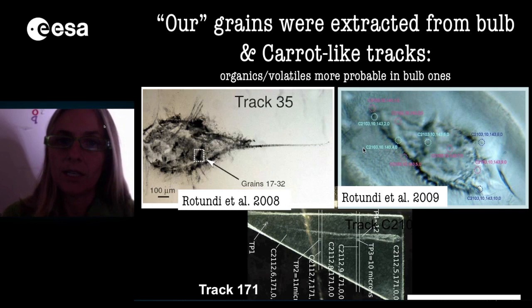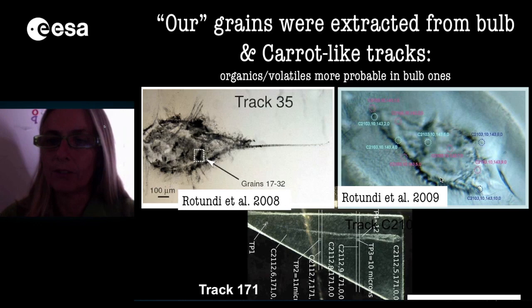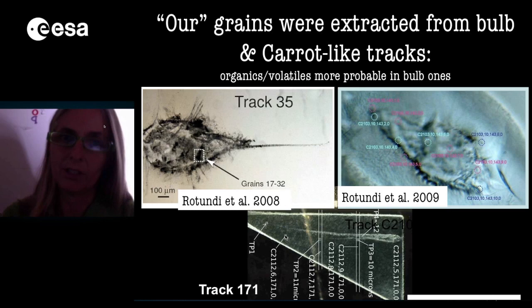Here I'm also showing you another track from which NASA extracted grains for us after a second successful proposal presented by us. And then here is the third track, for which in this case we asked for terminal particles. And I will show you the difference among these grains collected from different tracks.